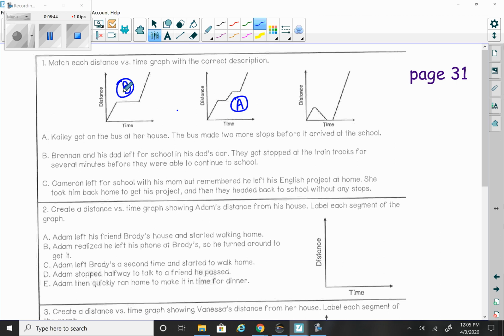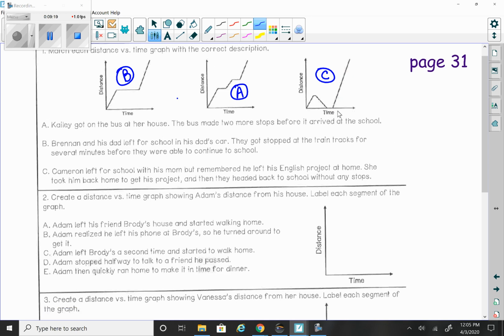And then finally, Cameron left for school with his mom, but he remembered that he left his English project at home. So here he goes away from home, but then he has to go back to get his project. There's a little flat piece here, probably where he's in the house getting his project, and then heads back to school without any stops. So again, left for school, paused, turned around, went back home, and in the house got his stuff, and then went back to school. So I'm going to choose description C for the graph on the right. So again, matching up the descriptions with the graphs.